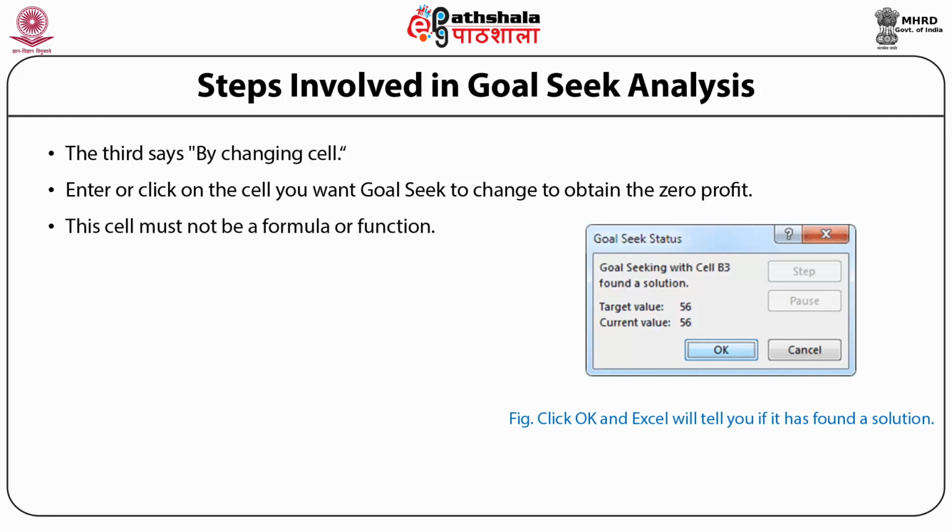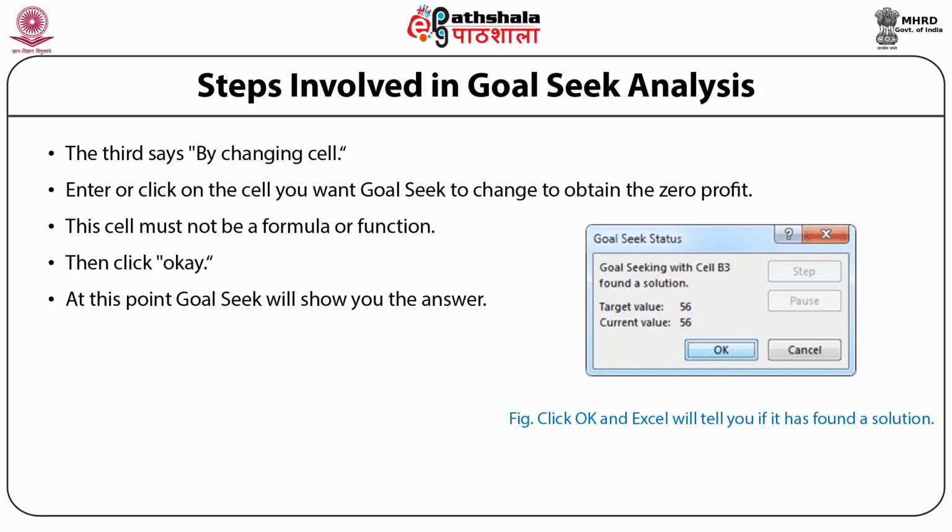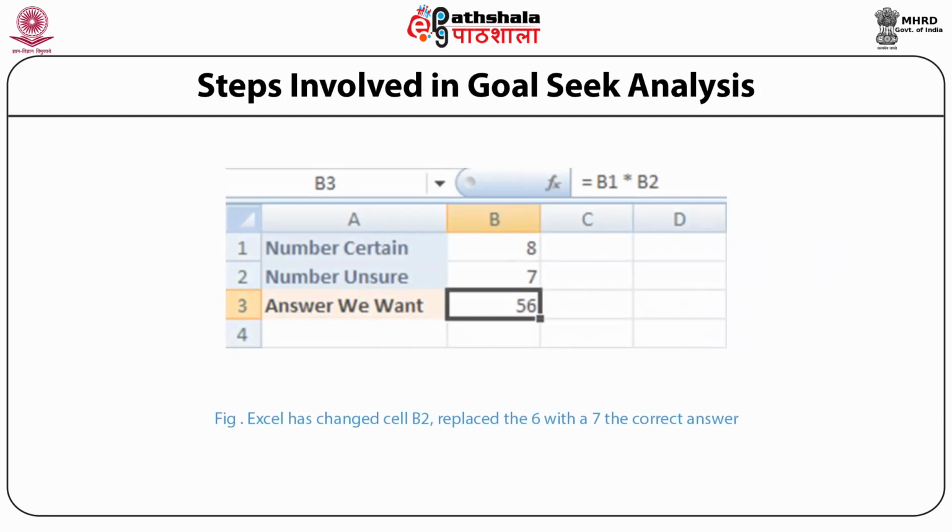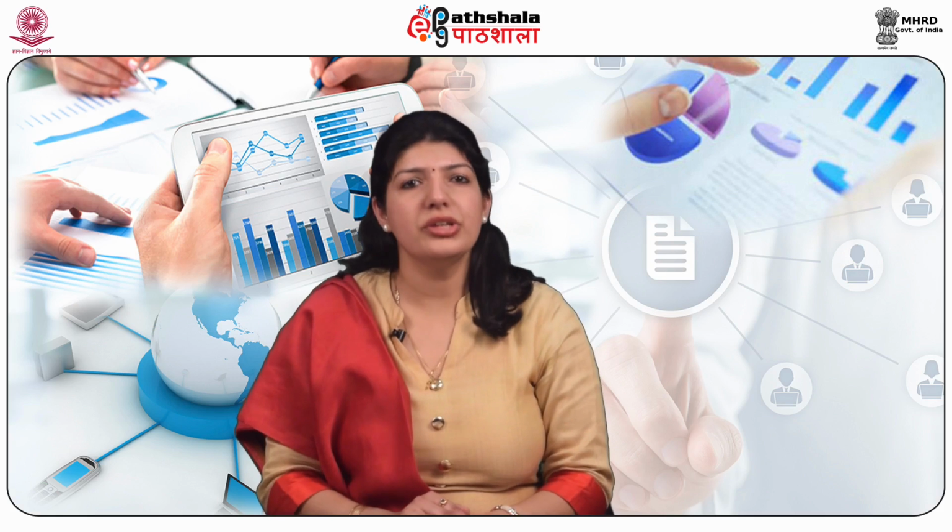This cell must not be a formula or a function. Then click OK. At this point, goal seek will show you the answer. As seen in the dialog box, we click OK and Excel will tell if it has found a solution. So finally, it is indicative of the target value and the current value for the target value to be achieved. So finally, we see that Excel has changed the cell B2 and replaced the 6 with a 7 for obtaining the correct answer.